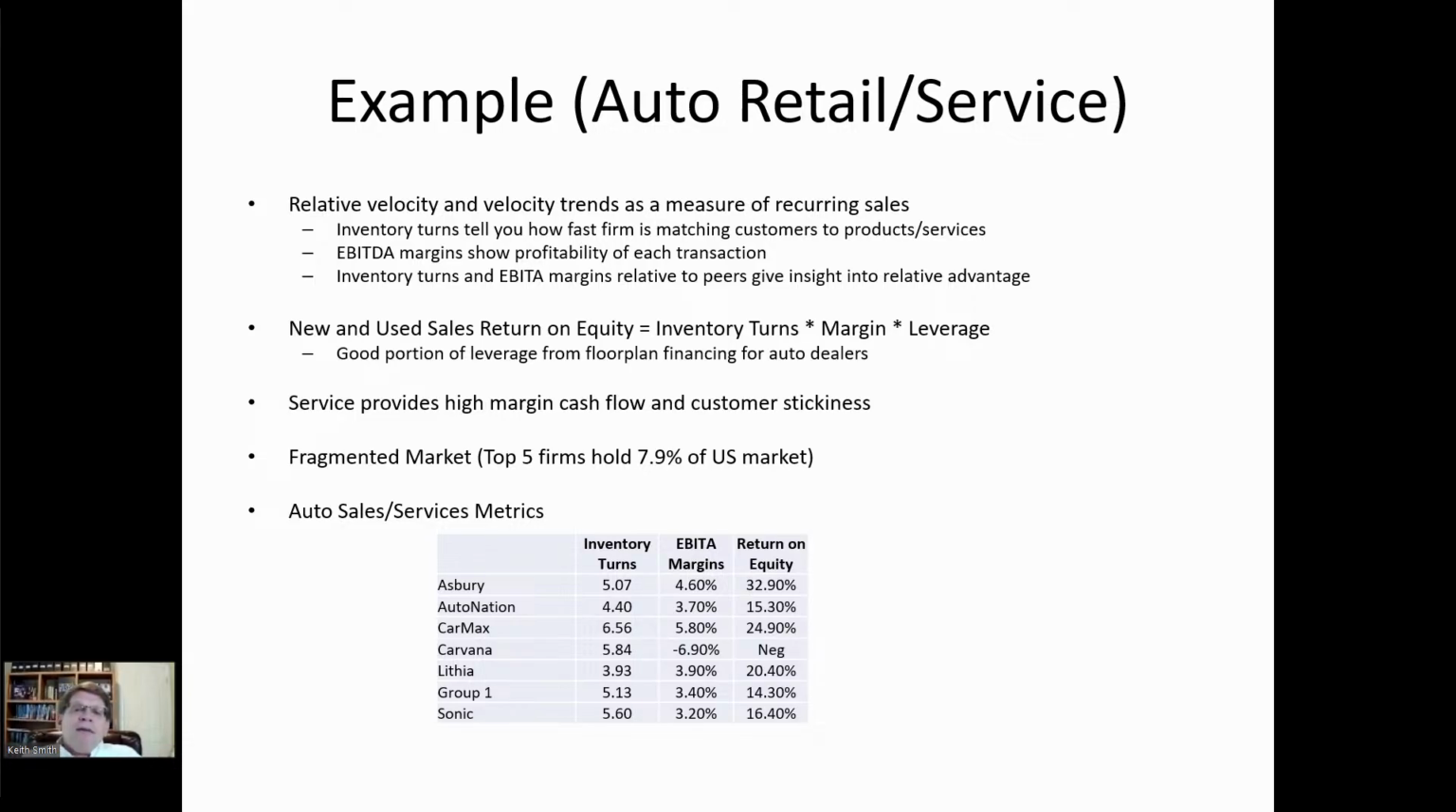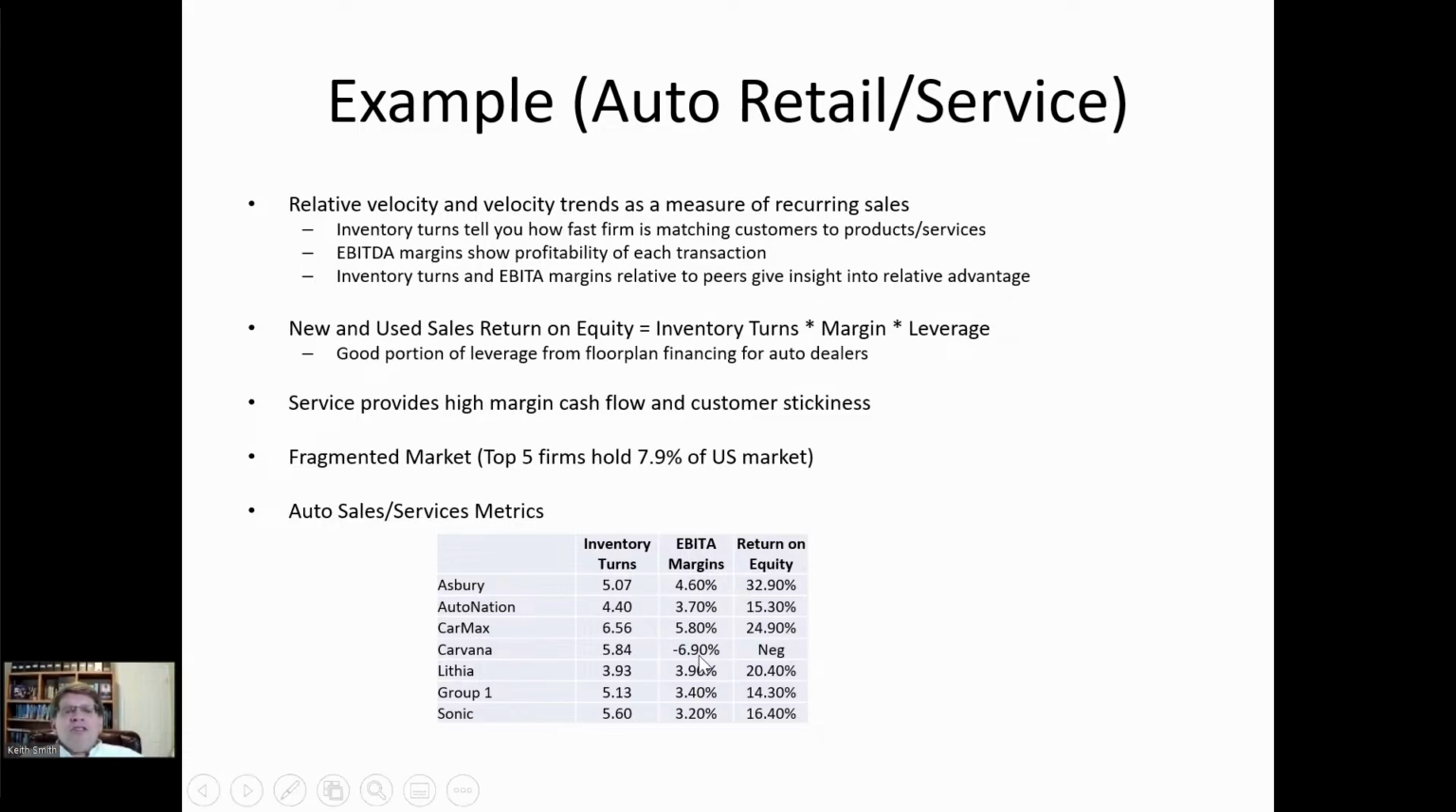And here are some examples in auto sales and service to give you an idea of the relationship between margins and return on equity. If you look at the turns of these various businesses, you'll see Asbury has decent turns. CarMax has the highest turns, and CarMax is the used car company. In essence, they're more dependent on turns because they don't have the service and parts aspect of the business to rely on as much as the core business does.